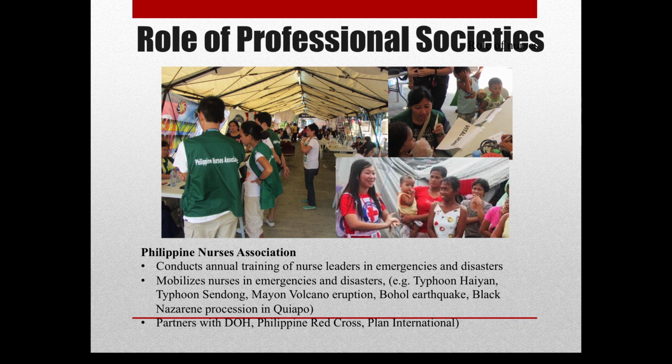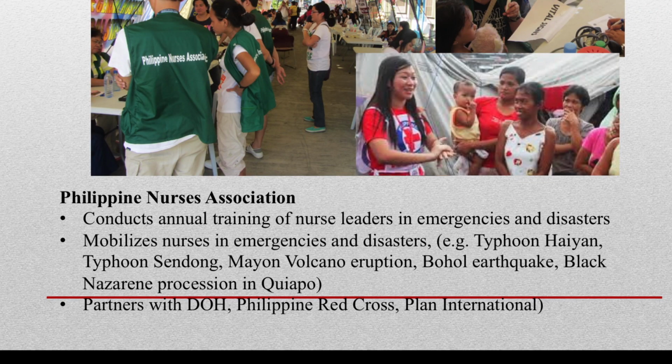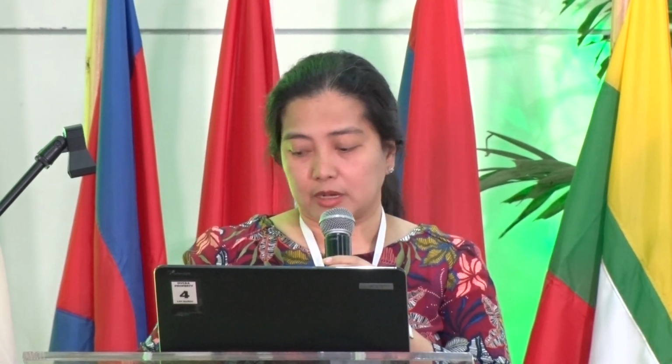And finally, the role of professional societies. Professional societies are also stepping up when there are disasters. One example is the Philippine Nurses Association. There's an annual training of nurses in health emergency management. And they are also the ones that are called as volunteers during disasters. In the past, they've been mobilized in Typhoon Haiyan, Typhoon Sendong, during the Mayon volcano eruption, the Bohol earthquake, and also the yearly Traslación event in Quiapo. And these professional societies also partner with other disaster management agencies or relief organizations.